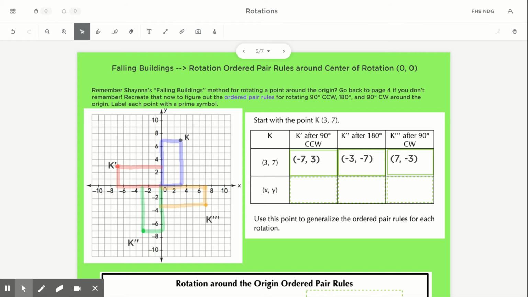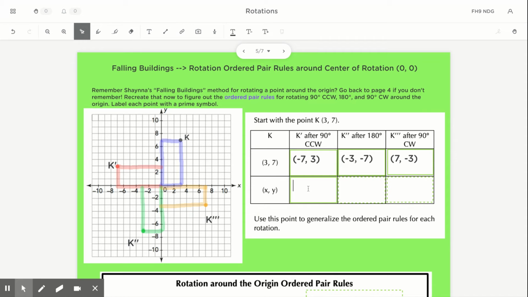Okay, so I have redrawn here another version of China's falling buildings. And to me, it kind of looks like a pinwheel spinning, like one of those things that spins in the wind. Might look like something else to you, but that's what it looks like to me, and it forms that pattern. And I've already filled out my table of what happened to the coordinate every single time. So now I want to use this to make a general rule about what's happening to the coordinates.